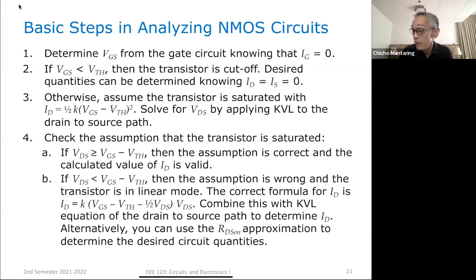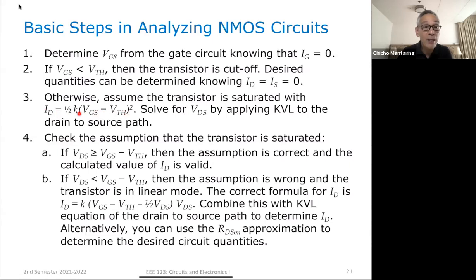Now, if you find that VGS is greater than or equal to VTH, then there are two possibilities. Either the transistor is in saturation or the transistor is in linear mode. So we have to test these two possibilities. The more convenient one to test is whether the transistor is in saturation or not. So usually that is our first assumption, that the transistor is in saturation.